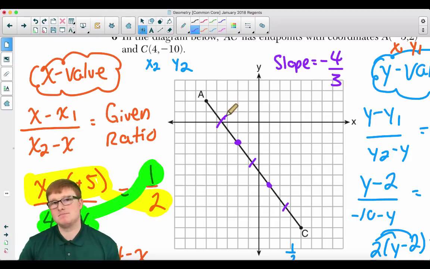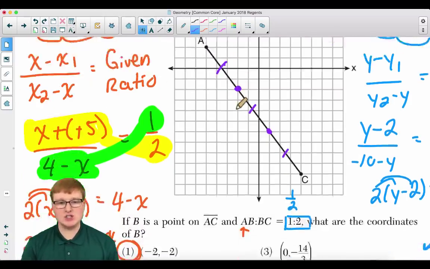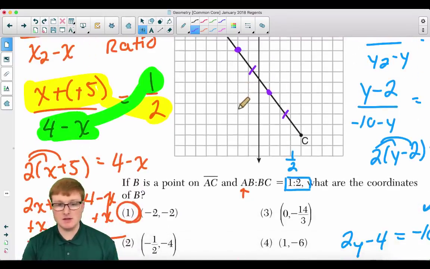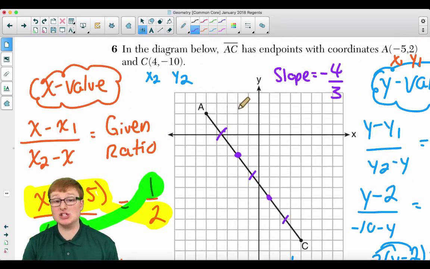Here's the nice part. You're trying to split the length of AC into a 1 to 2 ratio. A 1 to 2 ratio. There are 3 line segments here. So pick one of them to be one line segment and the other to be the addition of 2 line segments.